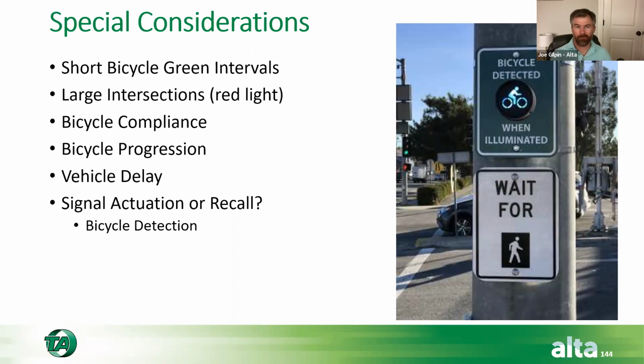So if we can, we try to move non-conflicting movements with the bicycle signal, but you're going to reach a point where you have to start moving other users to get the signal to function. And what that results in is shorter green intervals for bicyclists.